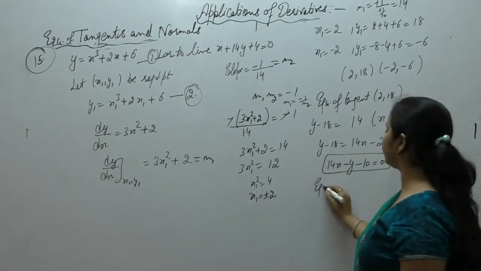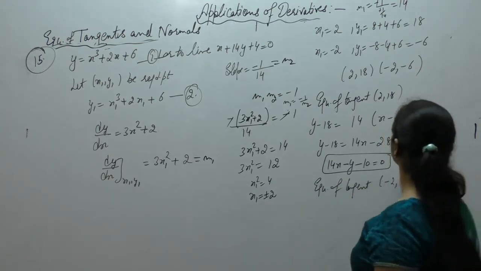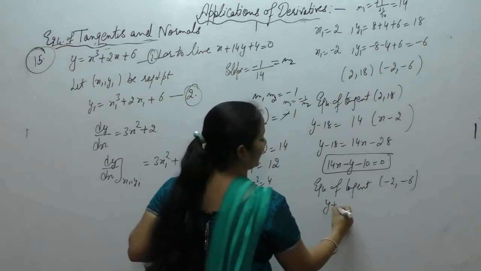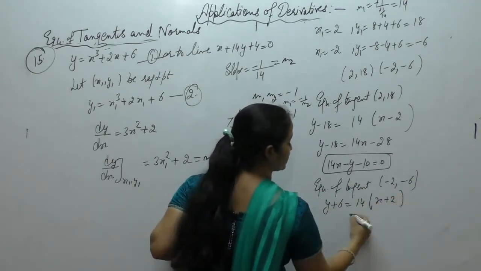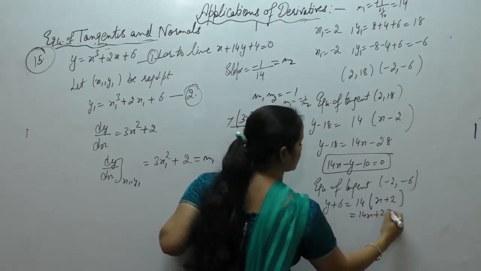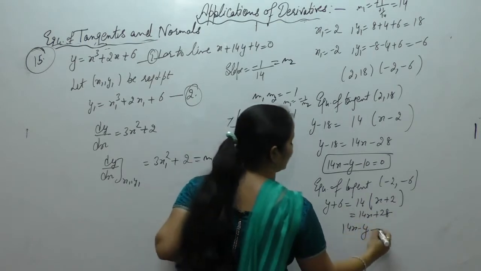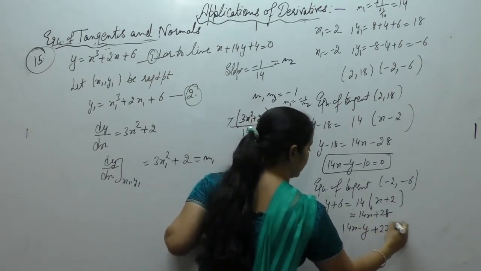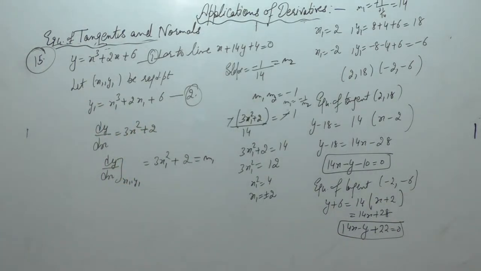Now the equation of tangent when it passes through point (minus 2, minus 6): y minus y1 equals slope of tangent times x minus x1. So 14x plus 28. So 14x minus y plus 28 minus 6, that is 22. 14x minus y plus 22 is equal to 0. Note it down.